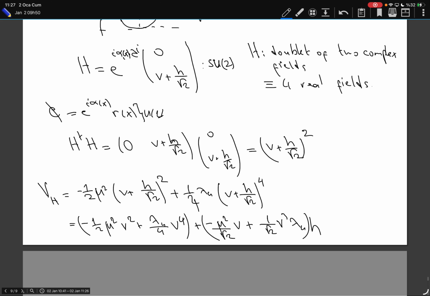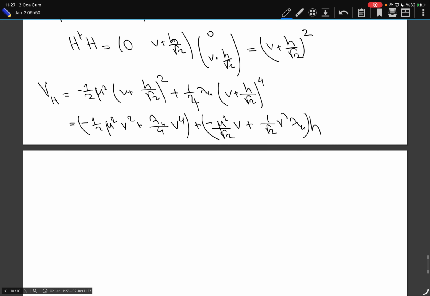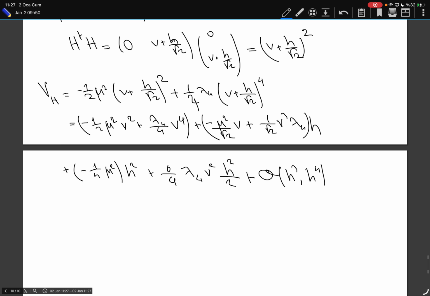Plus there will be quadratic terms in H, which will be minus 1 over 4 mu squared H squared, this is from the first term, plus 6 over 4 lambda 4 V squared H squared over 2, plus terms of the order of H cubed and H to the 4. Okay, so there will be some constant.